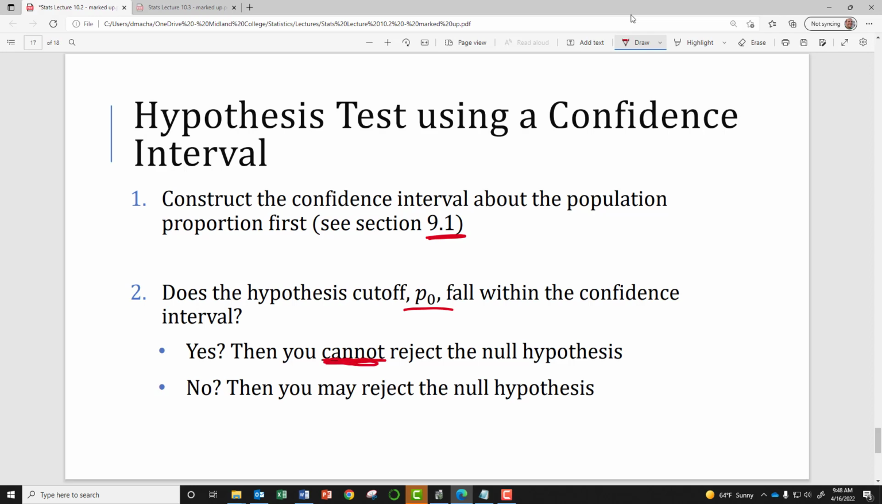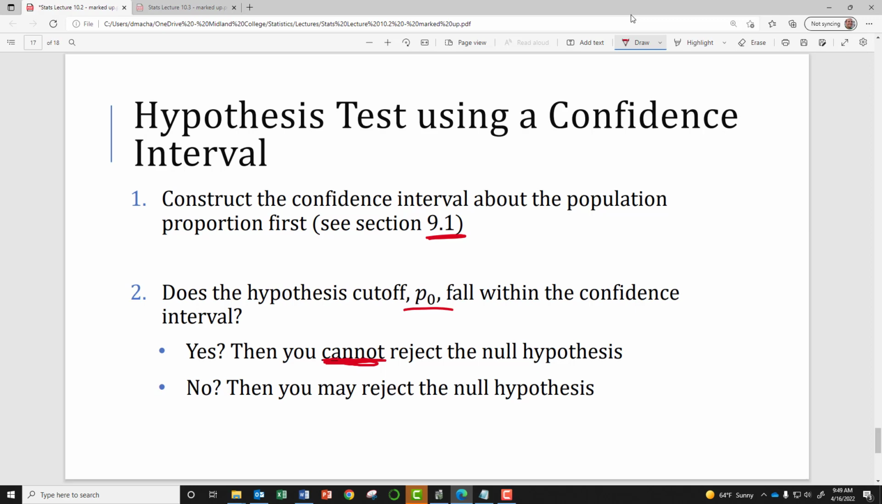If no, it doesn't fall inside the confidence interval, then we may reject the null hypothesis. So the benefit to doing a hypothesis test using a confidence interval is that after you've performed the hypothesis test, you also have the confidence interval for free. And so that's really nice.